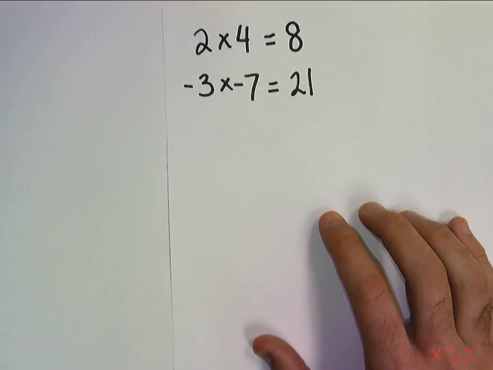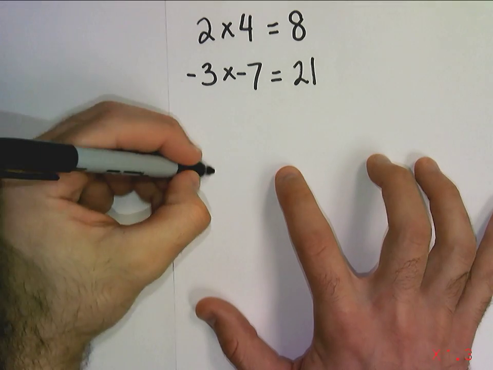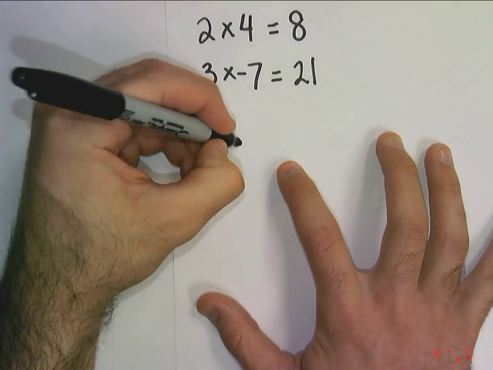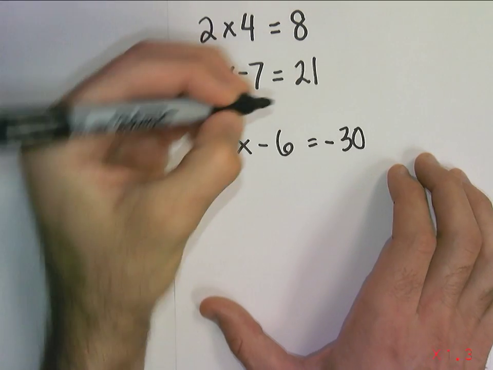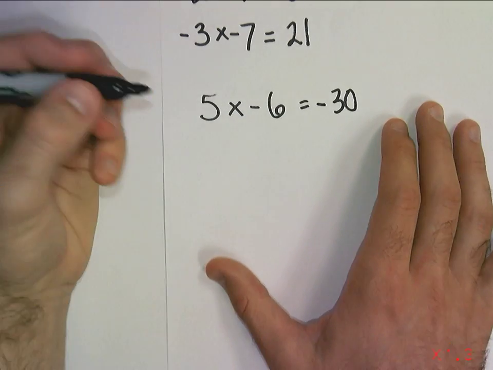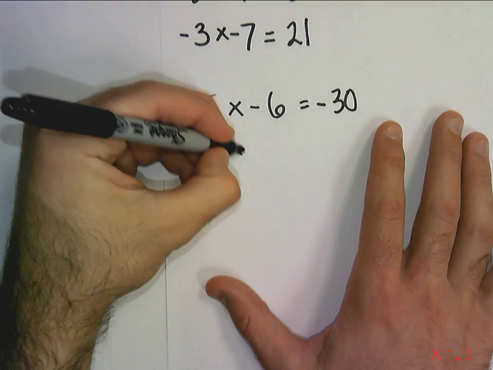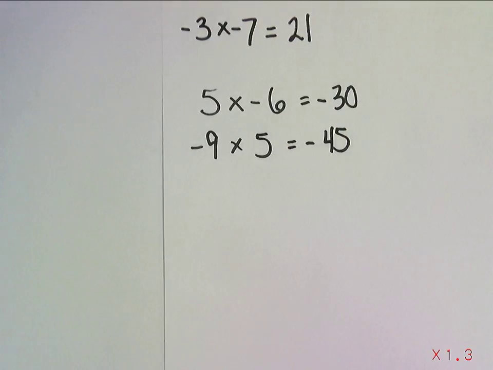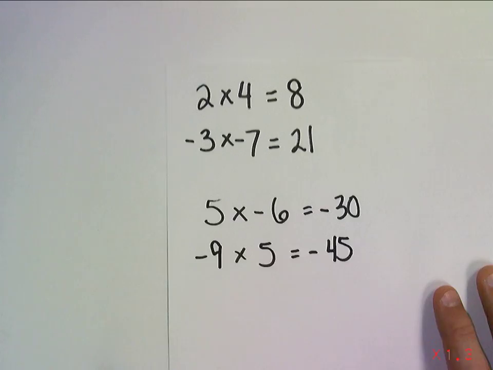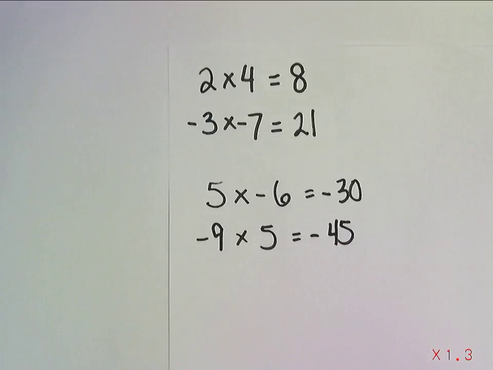Now let's take a peek where our signs are different. If your signs are different, you're always going to have a negative answer. Such as 5 times negative 6, which gives us negative 30. Or let's say we started with a negative number, like negative 9 times 5, which is negative 45. So if signs are the same, your answer will always be positive. If signs are different, your answer will always be negative.